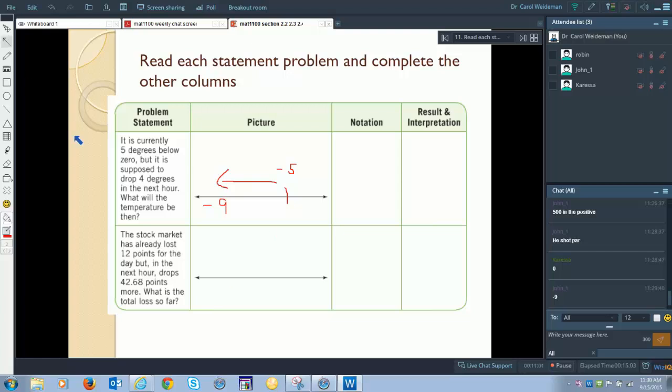And then how about this one? The stock market has already lost 12 points for the day, but in the next hour it drops 42.68 points more. What's the total loss so far? So it's already at -12. And then it dropped. He's got it, right? I'm going to type this number in because it's too hard to write it all out. And then we went another -42.68.